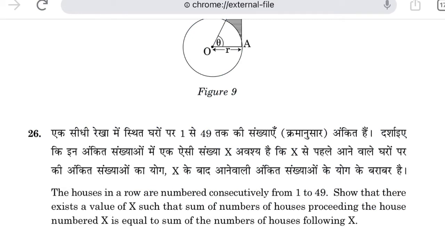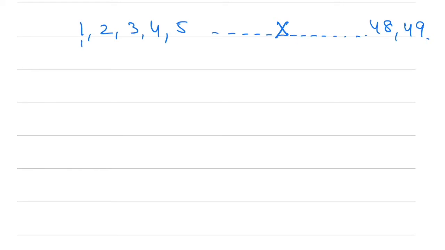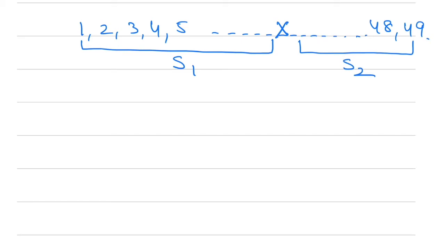Question number 26th. In this question, we have 49 houses in a row. So they are numbered 1, 2, 3, 4, 5 and so on up to 48, 49. Now there is a house number X such that sum of these house numbers, let it be sum 1, is equal to sum of these house numbers. Let this be sum 2.